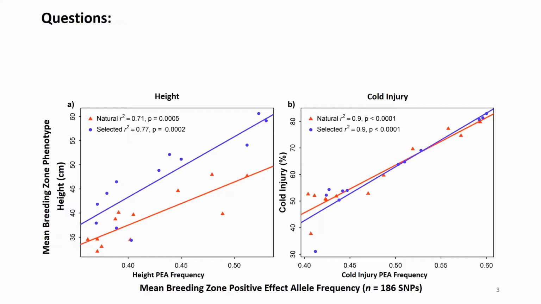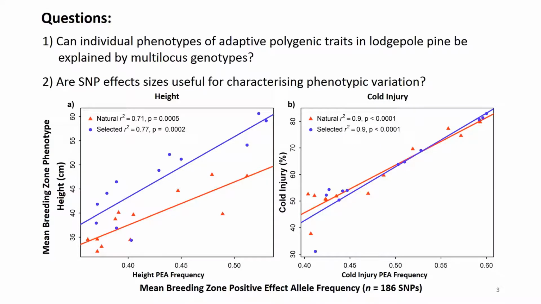Now, each point on this plot is a breeding zone mean genotype and mean phenotype. Behind each genotype, there are approximately between 10 and 30,000 allele counts summarized. And I've been curious for a while now as to whether these breeding zone level analyses can be implemented at the individual seedling level. So I have two questions. Can individual phenotypes of adaptive polygenic traits in lodgepole pine be explained by multilocus genotypes? And are SNP effect sizes useful for characterizing phenotypic variation?